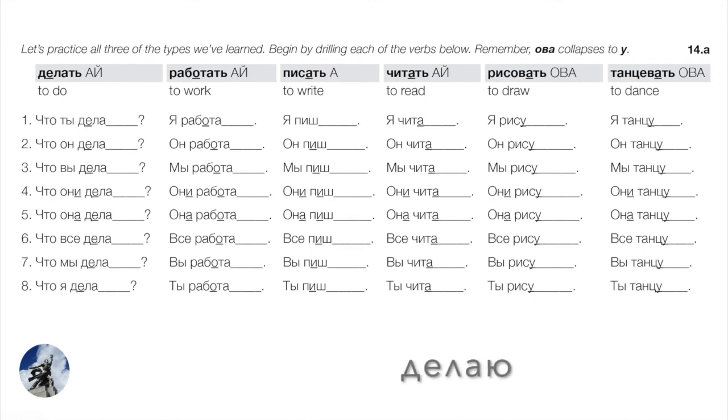Okay, let's take the next verb, another I verb, работать, and just go down the column again, making sure our form agrees with the subject. Я работаю. Он работает. Мы работаем. Они работают. Она работает. Все работают. Вы работаете. Ты работаешь.